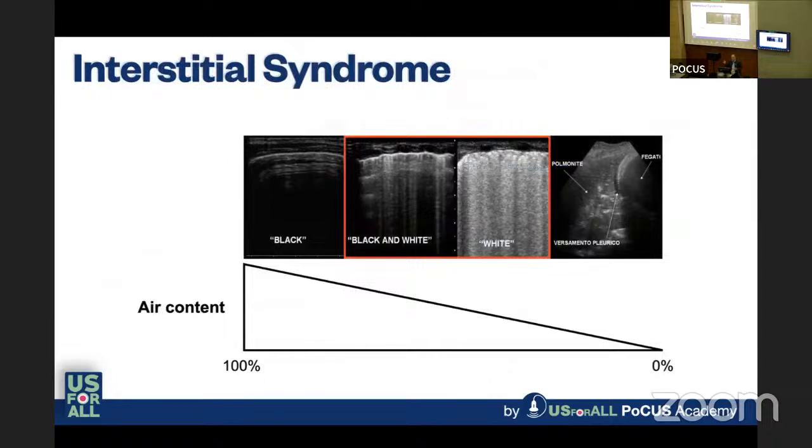So now, the topic today is the parenchymal diseases. And we will focus now on the interstitial situation. So the situation of B-lines, that is a partial loss of aeration of the lung.